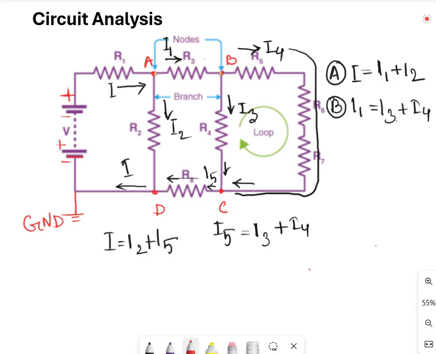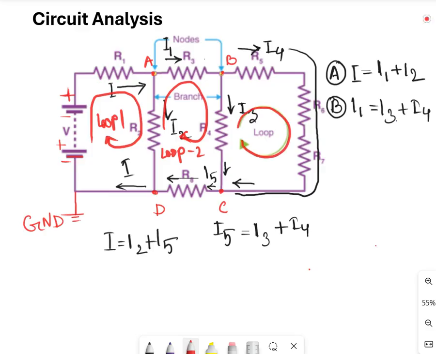So this one will be a loop. Current is coming through in this direction. So this will be loop 1. And the same way, we could write down that this is another loop. So this will be loop number 2. Likewise, this is another loop. So this is loop number 3, right? So let's start with loop 1.